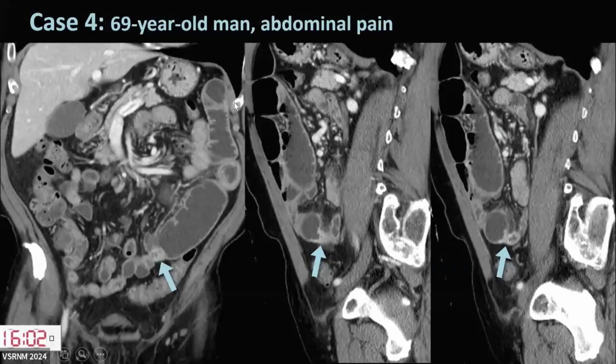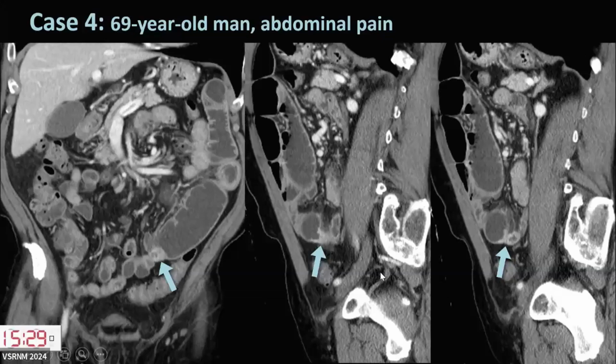Okay, now this is the fourth case. The 69-year-old man with abdominal pain. So now we see there are dilated jejunal loops at the left side of the abdomen. And now we see that here is the narrowing part causing the obstruction with mild wall thickening and increased enhancement. And looking carefully, there are some overhanging edges here.